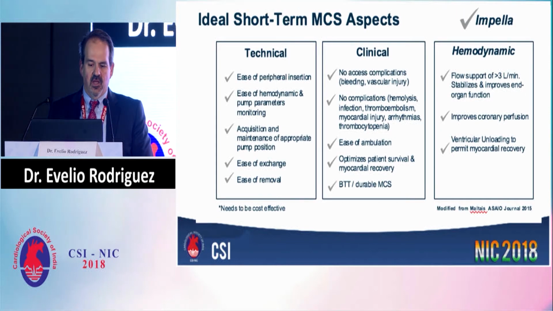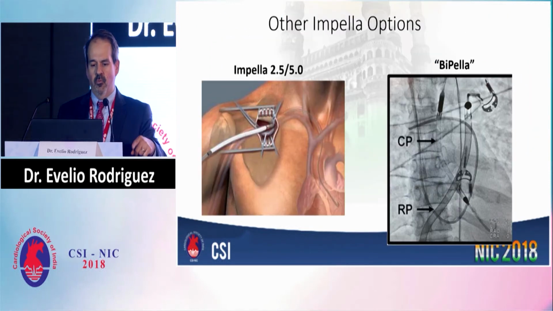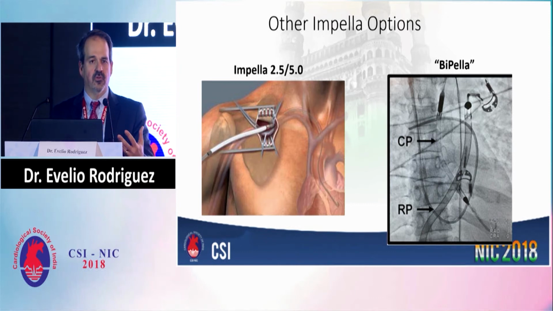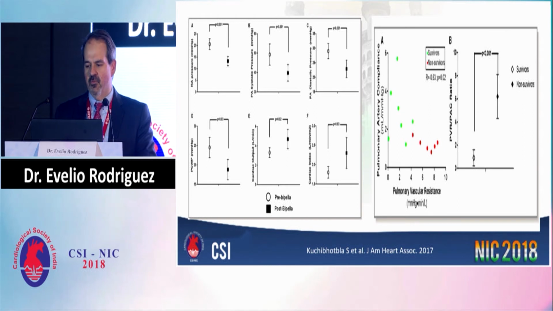So from the Impella standpoint, the benefits are that it's technically easy, has clinical and hemodynamic support, and has some data to show improvement. You have other options, like I mentioned, a 2.5 and a 5.0. The 5.0 usually is an axillary. And then you can also do a bipella, where you put basically two devices for biventricular support. There's a small study showing that there's some benefit with biventricular support.